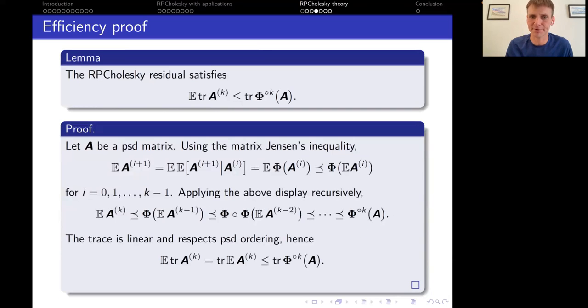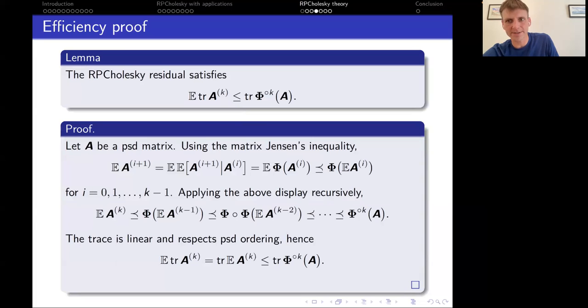We can apply it recursively to get a bound on the trace norm residual, where the left-hand side is an expectation over a random quantity, and the right-hand side has nothing to do with probability. It's literally just a deterministic function, this residual function applied k times to the matrix A, and then take the trace. This lemma removes all the probability.